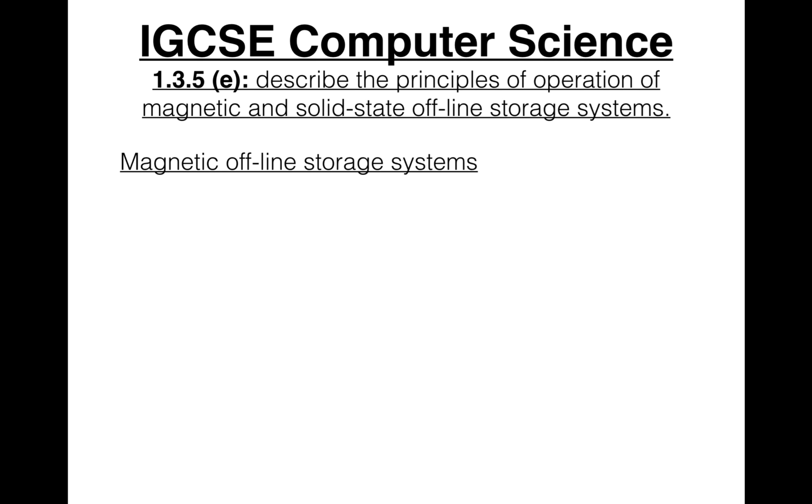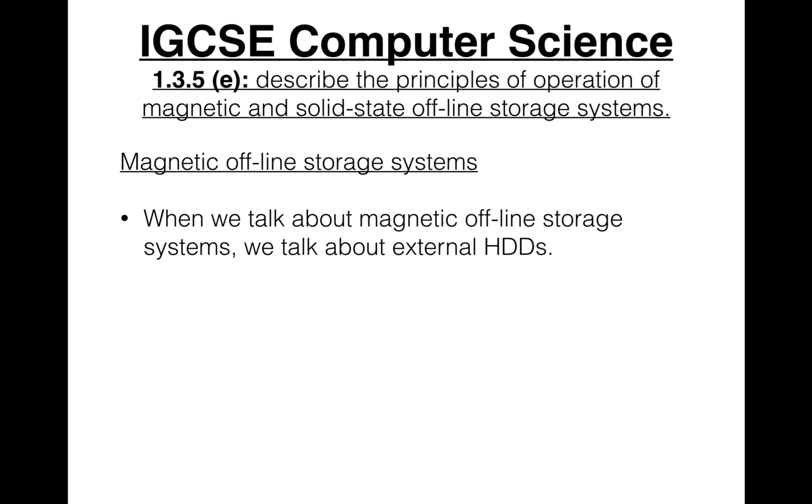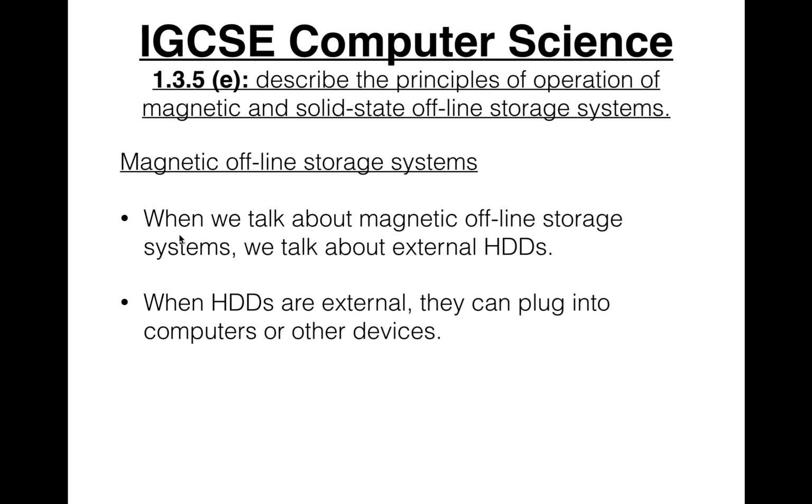So magnetic offline storage systems. We know the principles of operation of magnetic secondary storage, platters, stuff like that. So we don't really need to look at that. We just need to think about the external hard disk drives. When hard disk drives are external, they can plug into computers or other devices.